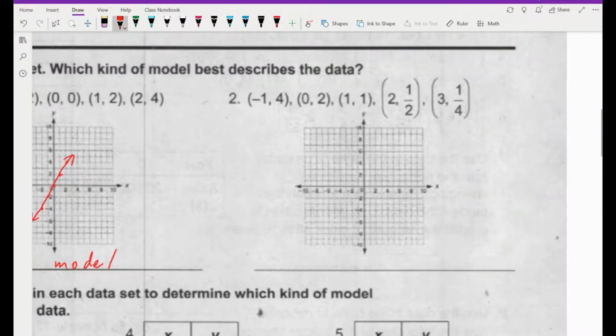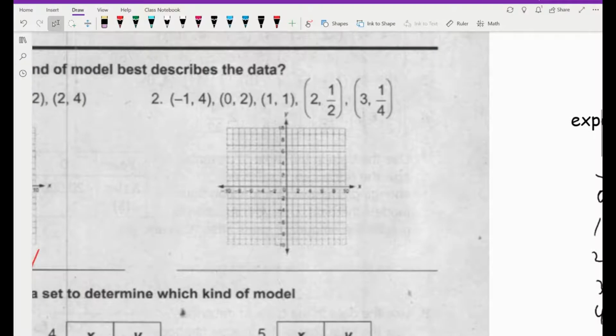Number 2. Let's plot these points. (-1, 4), which is about here. (0, 2), (1, 1), (2, 1/2), and (3, 1/4).